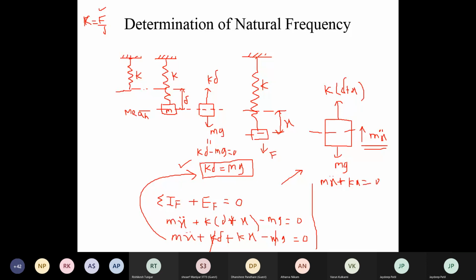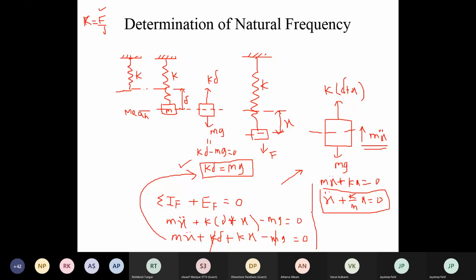Or I will write this equation like this: divide the whole equation by this m, so x double dot plus k by m into x is equal to 0. Now this is the simplified equation of motion of the given vibrating system.